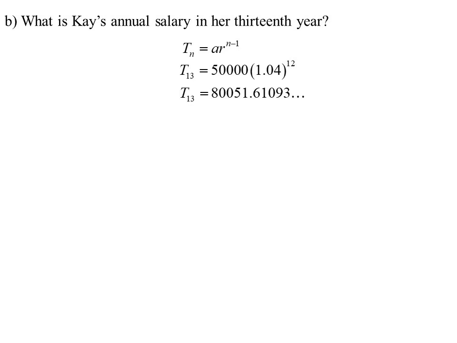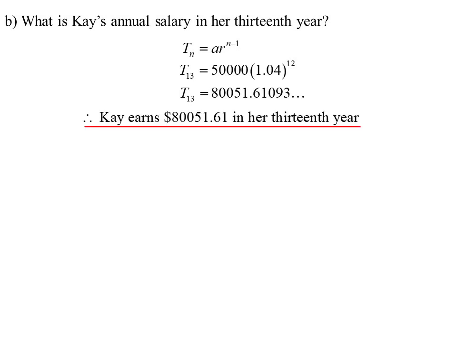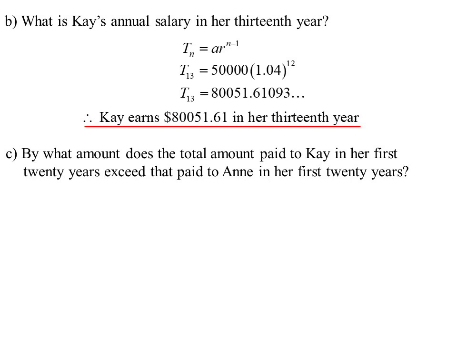Let's see. Geometric, subbing into that one. $80,051.61. She's come out better by a massive $51.61. But let's say they went for 20 years. By what amount does the total amount that Kay gets in her first 20 years exceed what Anne gets in her first 20 years? They managed to last at this company for 20 years.